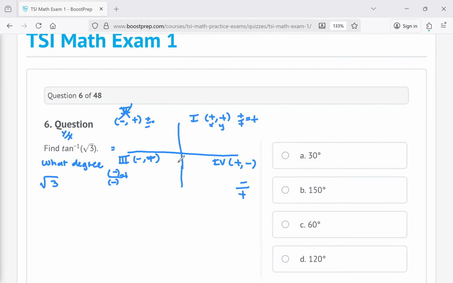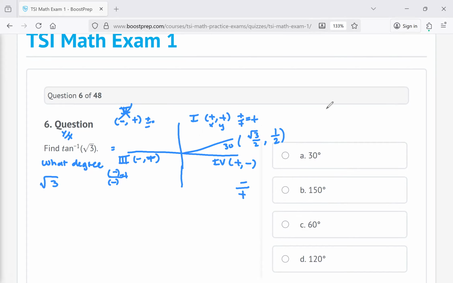Okay, let's figure this out. So let's try quadrant one. It's either 30, 45, or 60, right? So let's look at 30 degrees. What are the coordinates of 30 degrees? I forget, oh, it has an x coordinate of radical 3 over 2 and a y coordinate of 1/2, right?